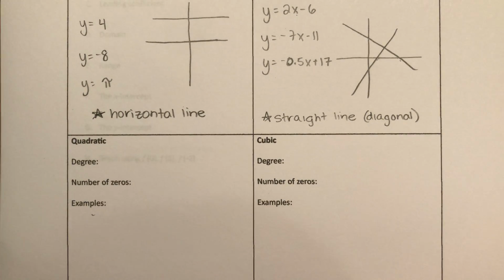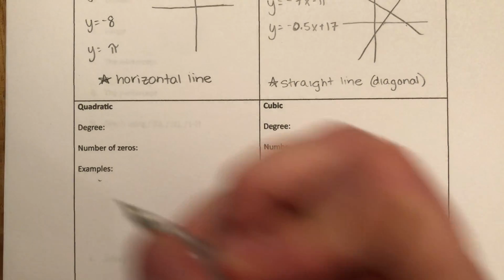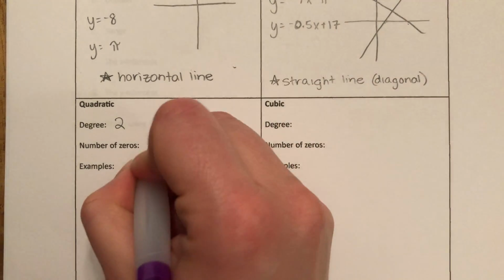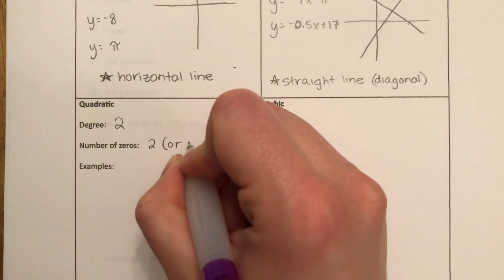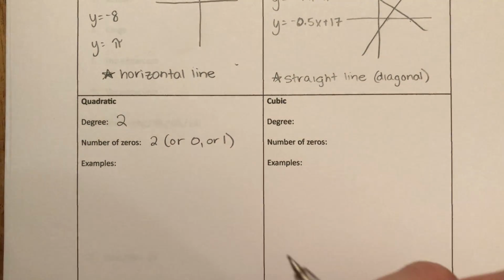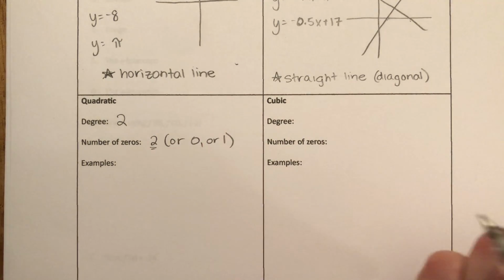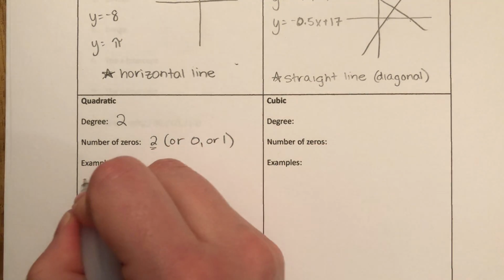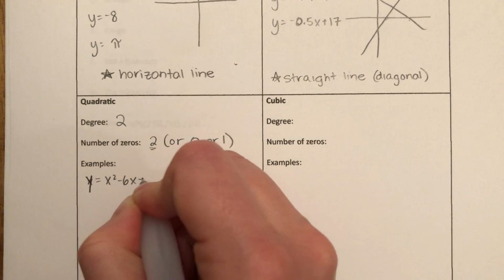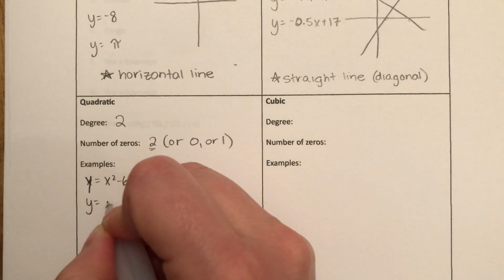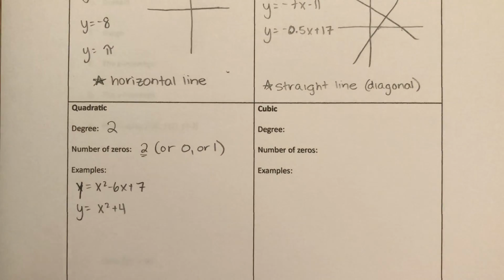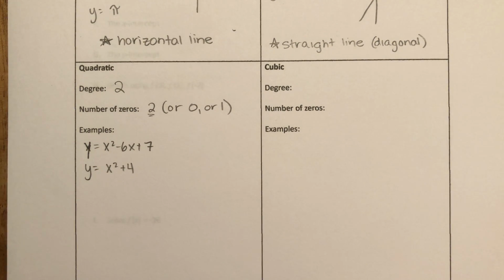A quadratic function, hopefully you guys recognize this from last year. A quadratic function has a degree 2. The number of zeros is going to be 2 or 0 or 1, and we'll talk about what those mean generally, or what those can look like, but 2 is kind of the default. So examples, we'd have like y equals x squared minus 6x plus 7, or y equals x squared plus 4, or stuff like that. Any sort of quadratic equation that you could factor, that kind of thing.